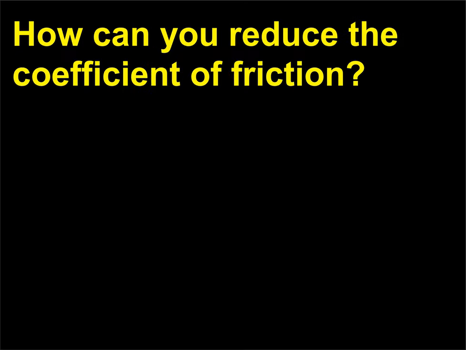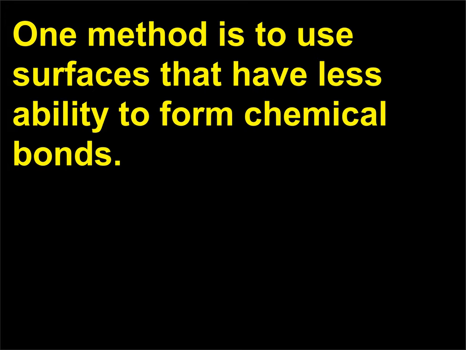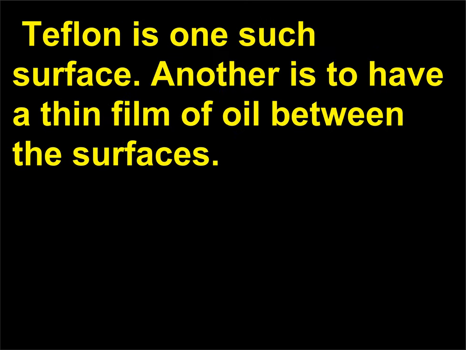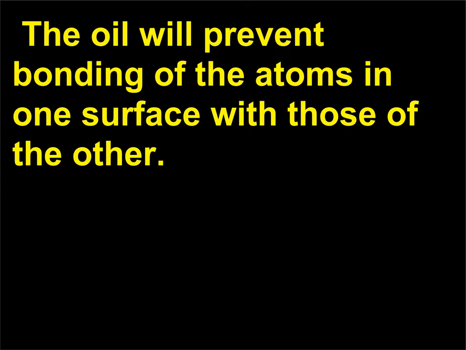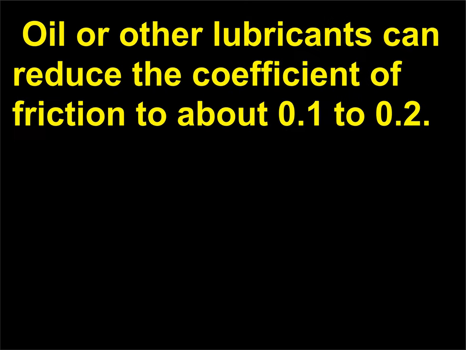How can you reduce the coefficient of friction? One method is to use surfaces that have less ability to form chemical bonds. Teflon is one such surface. Another is to have a thin film of oil between the surfaces. The oil will prevent bonding of the atoms in one surface with those of the other. Oil or other lubricants can reduce the coefficient of friction to about 0.1 to 0.2.